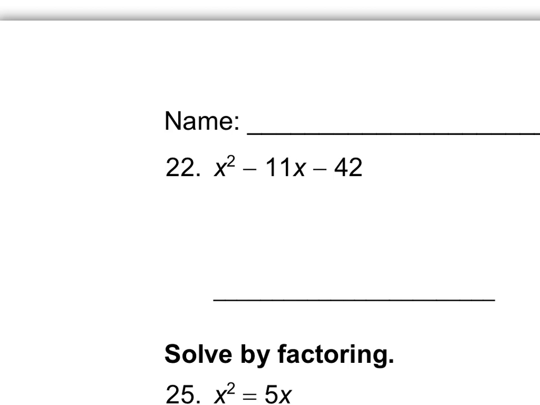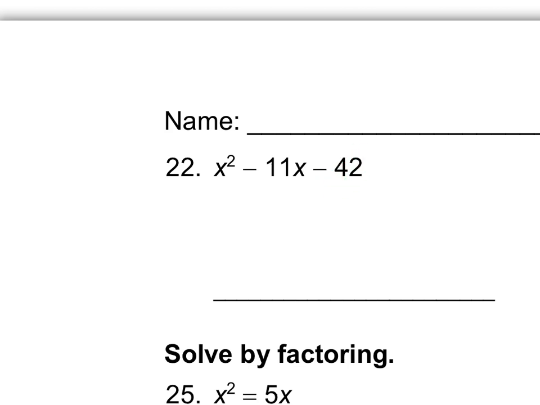Page 3, more factoring. We're going to check to see if it's in standard form. It is ax squared plus bx plus c. Is there a GCF? No, there is not. Are there two terms? No, there are not. We're going to check if it's perfect. This isn't, because the 42 is not perfect.